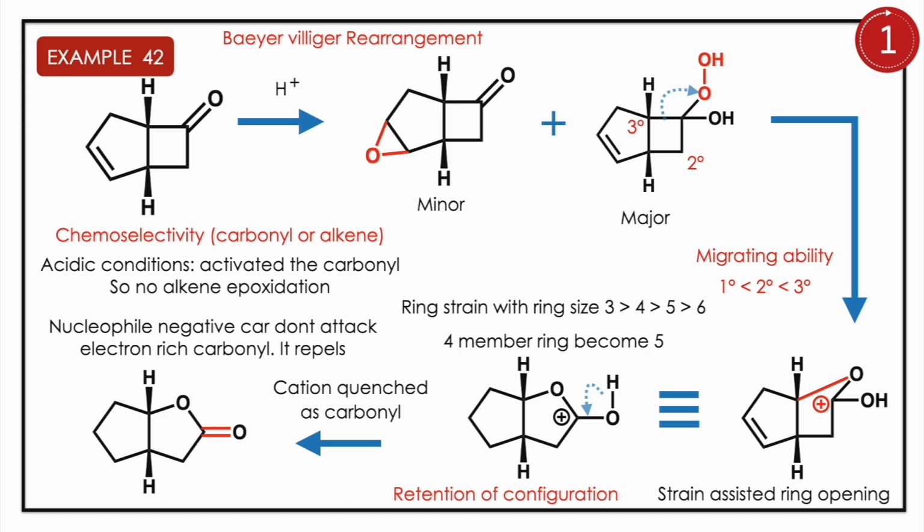This problem contains many important facts. First one is chemoselectivity: peroxide doesn't react with the alkene. Second one is that the chiral carbon migrates with the same configuration. Third one is that strain can assist the Baeyer Villiger oxidation.